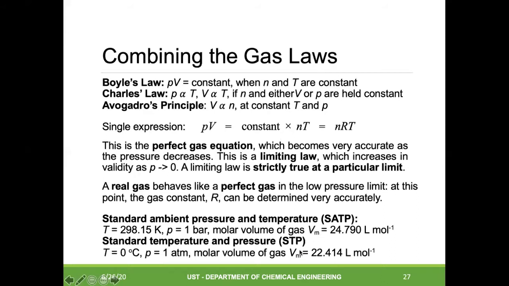So I mentioned this earlier: the values for SATP as well as for STP, standard temperature and pressure.